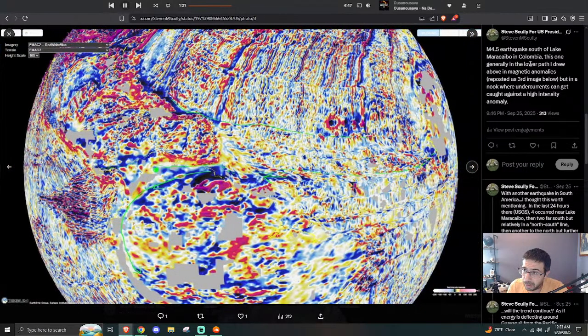This one generally in the lower path, in the nook. Here's the earthquake, and here's the image I drew. Just unrelatedly, something's up. Something's up in the Caribbean.